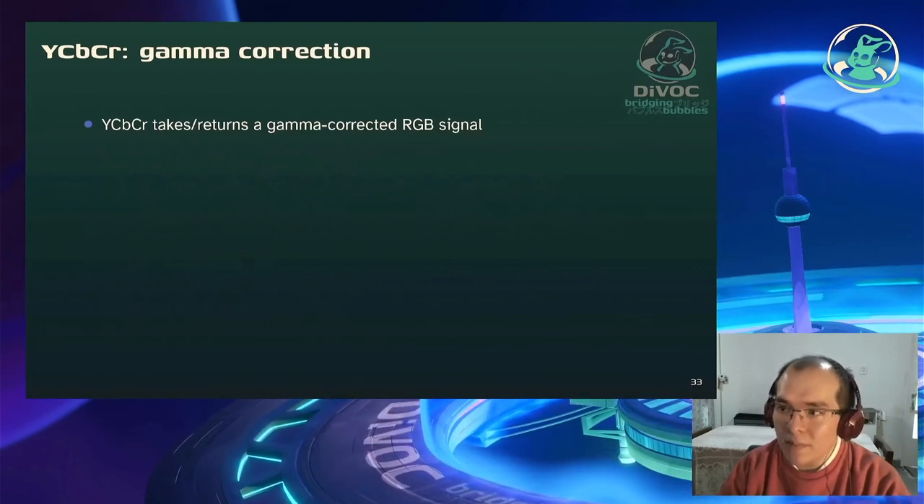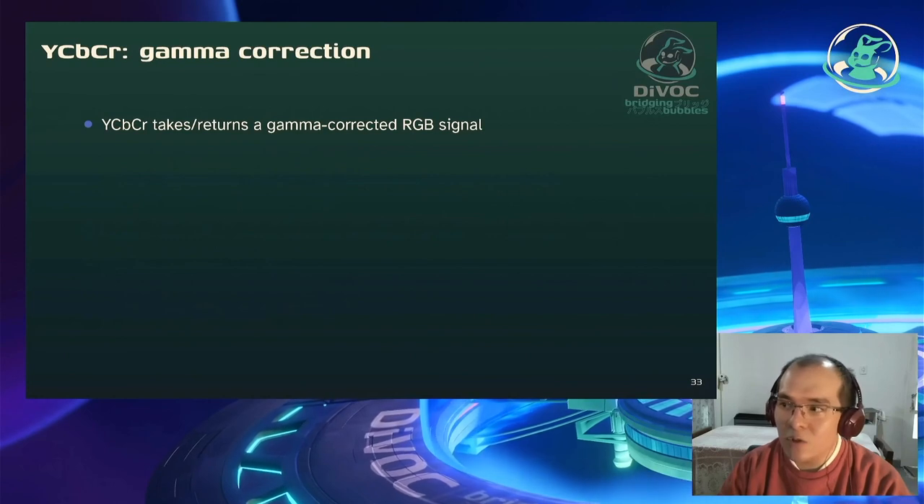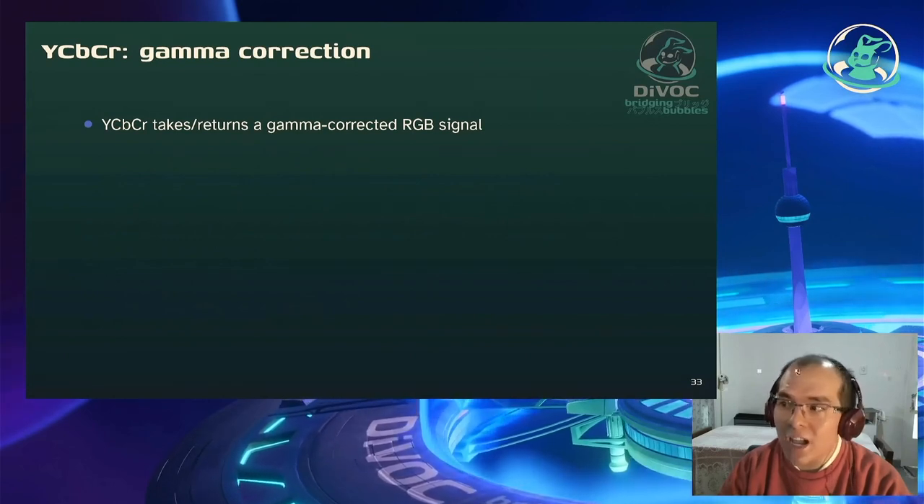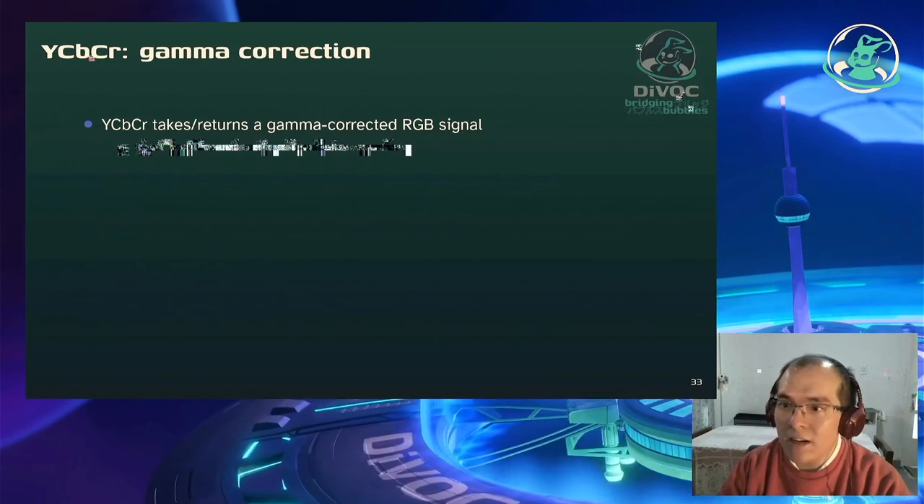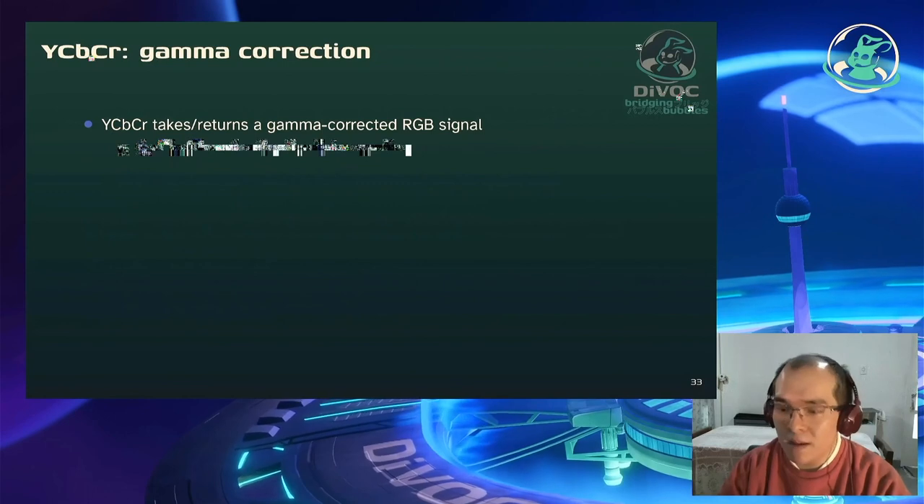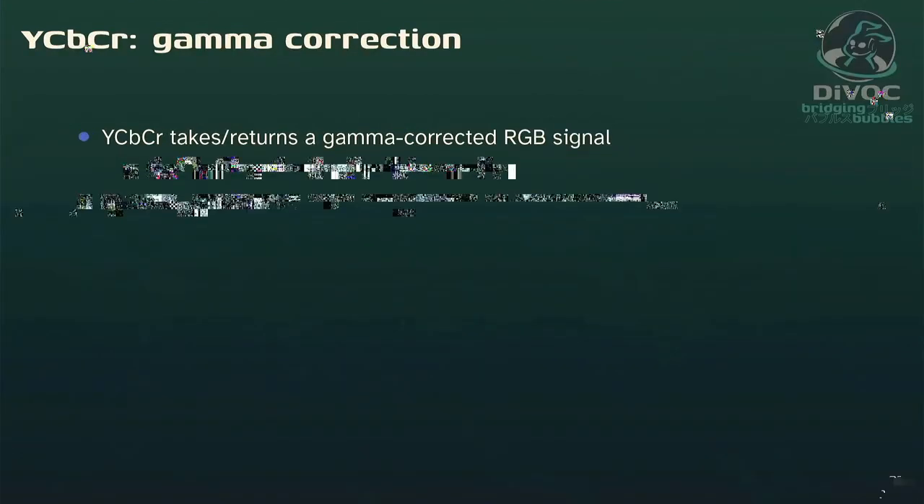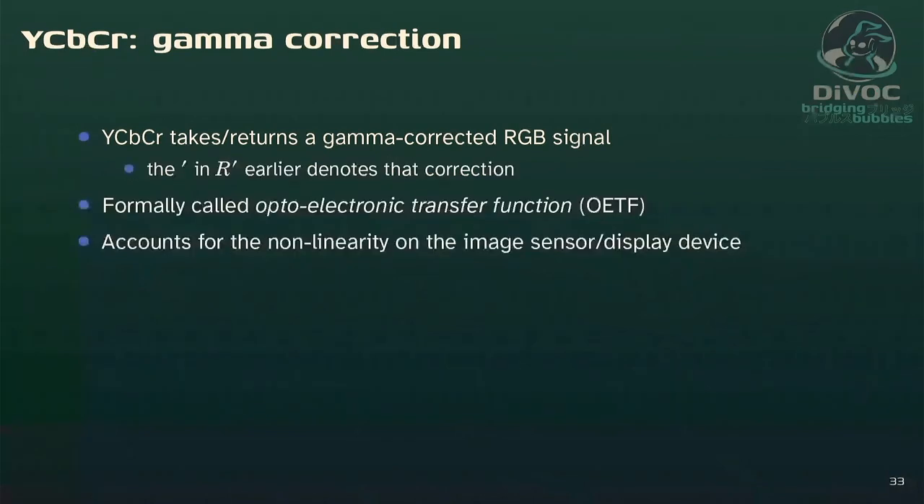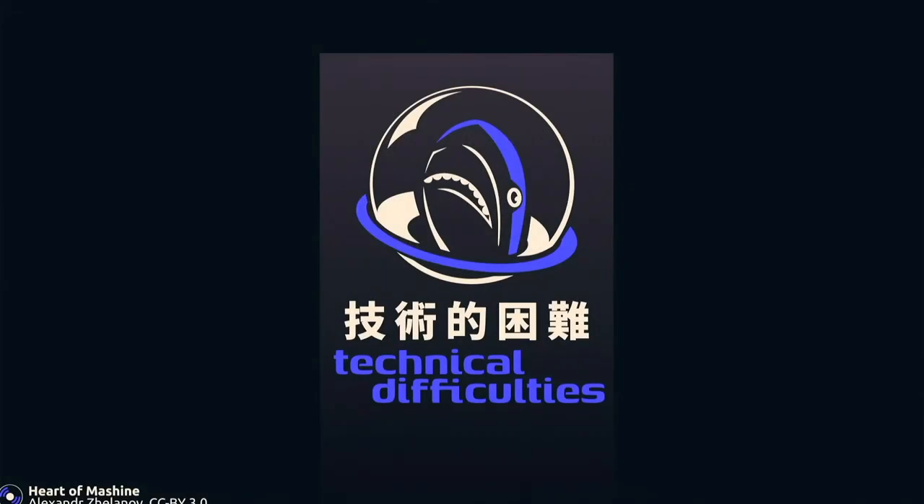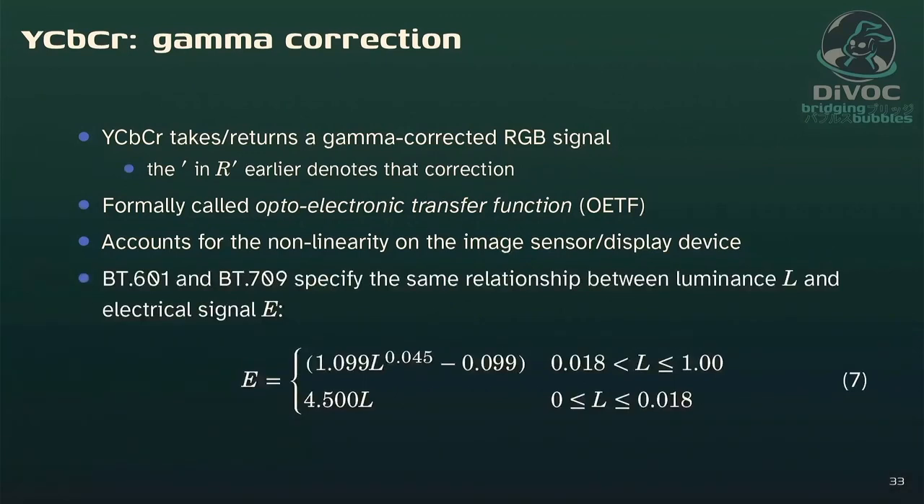Now, for the gamma correction, ICBCR takes and returns not directly the RGB signal, but a gamma corrected RGB signal. This is accounted for in the earlier equations by the apostrophe in R, G, and B. This gamma correction is formally called optoelectronic transfer function, and accounts for non-linearity on the image sensor and on the display devices that we have.